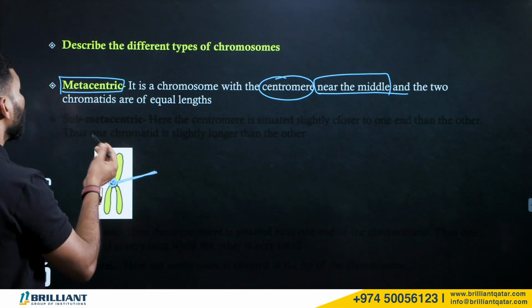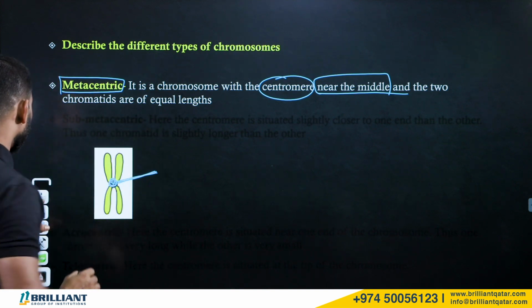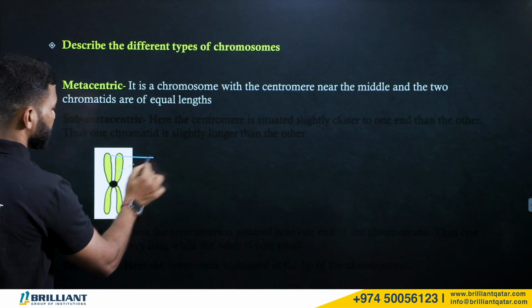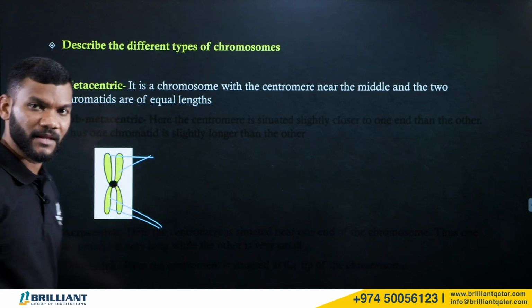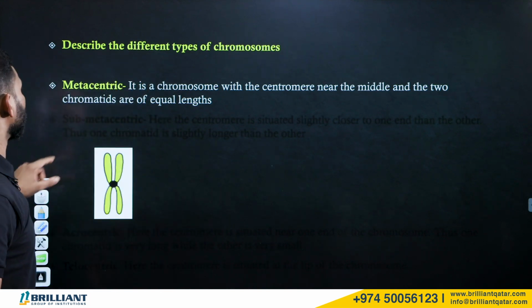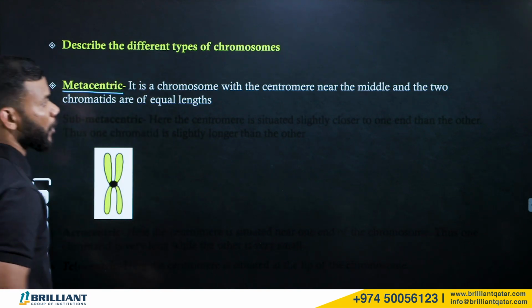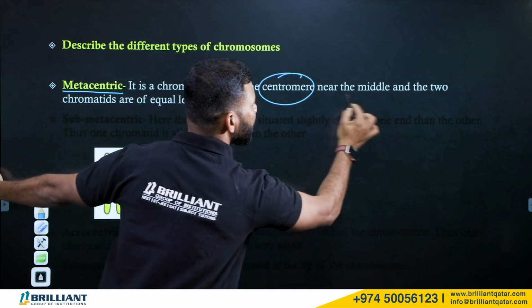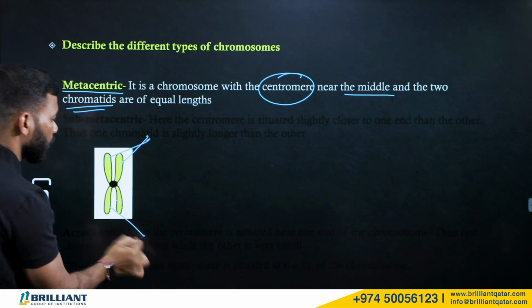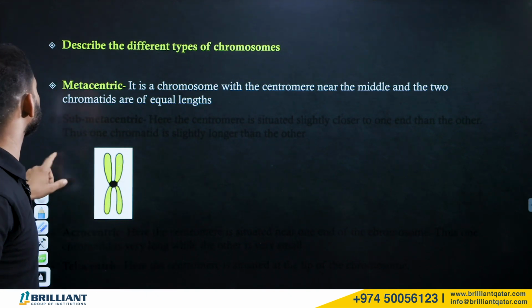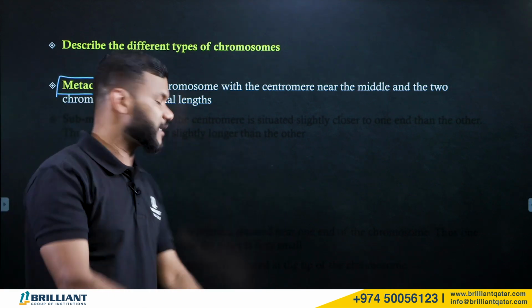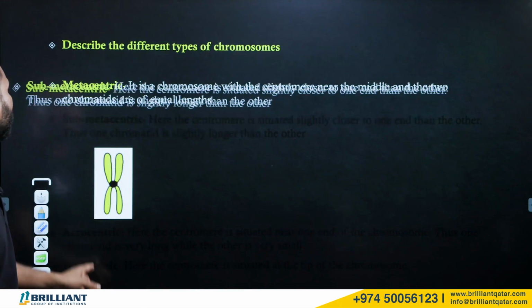Now, the two chromatids are of equal length. What is a chromatid? These two arms of the chromosome are what we call chromatids. In the metacentric chromosome, the centromere will be at the middle, and those two chromatids will be almost equal in length. That type of chromosome we call a metacentric chromosome.